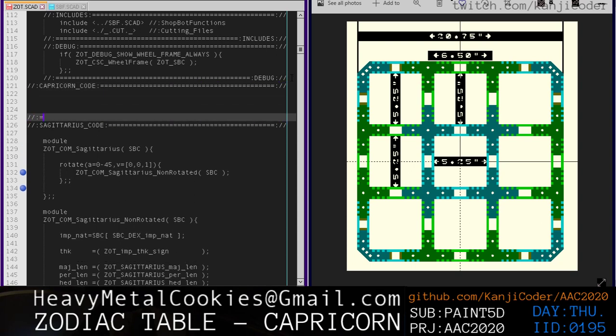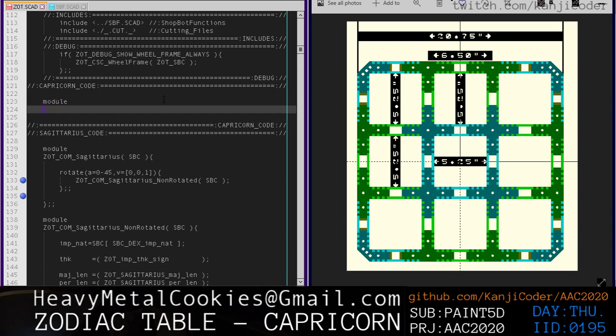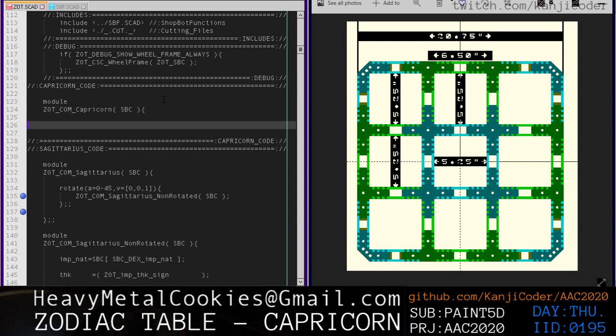And then we're going to... okay, so in here we're going to say module, right? Module ZODIAC Capricorn, SBC Capricorn. Okay, and we'll start doing some stuff in here.